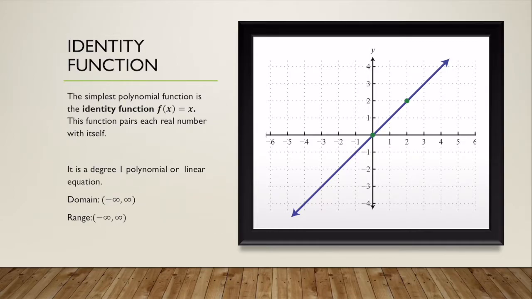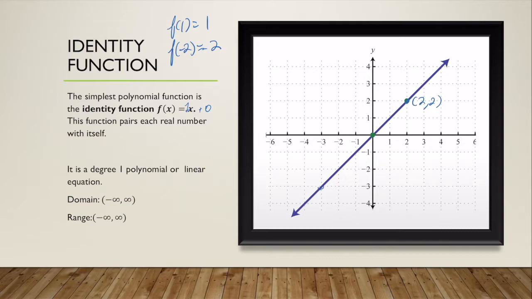So the simplest polynomial function is f of x equals x. This function pairs each real number with itself. So if I have f of 1, that's 1. If I have f of negative 2, that's negative 2, right? This is a linear function. Its slope is 1. Its y-intercept is 0.